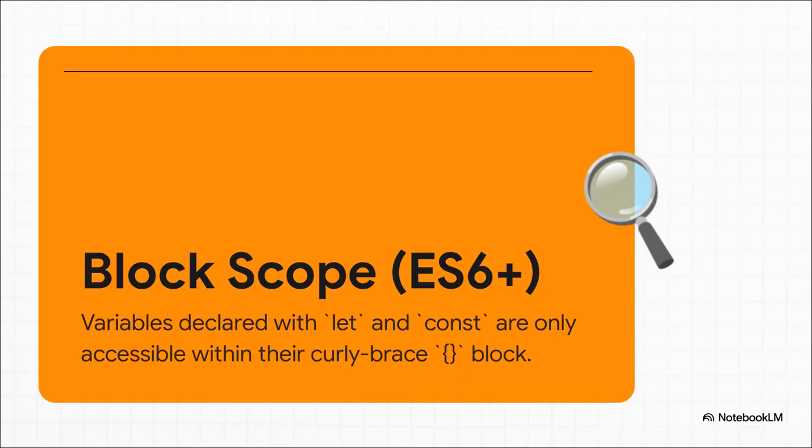And that brings us to the modern way, block scope. This was introduced with let and const, and it's even more precise. A variable declared this way is only accessible inside the set of curly braces, the {}, where you defined it. That could be a function, sure, but it could also be an if statement or a for loop.